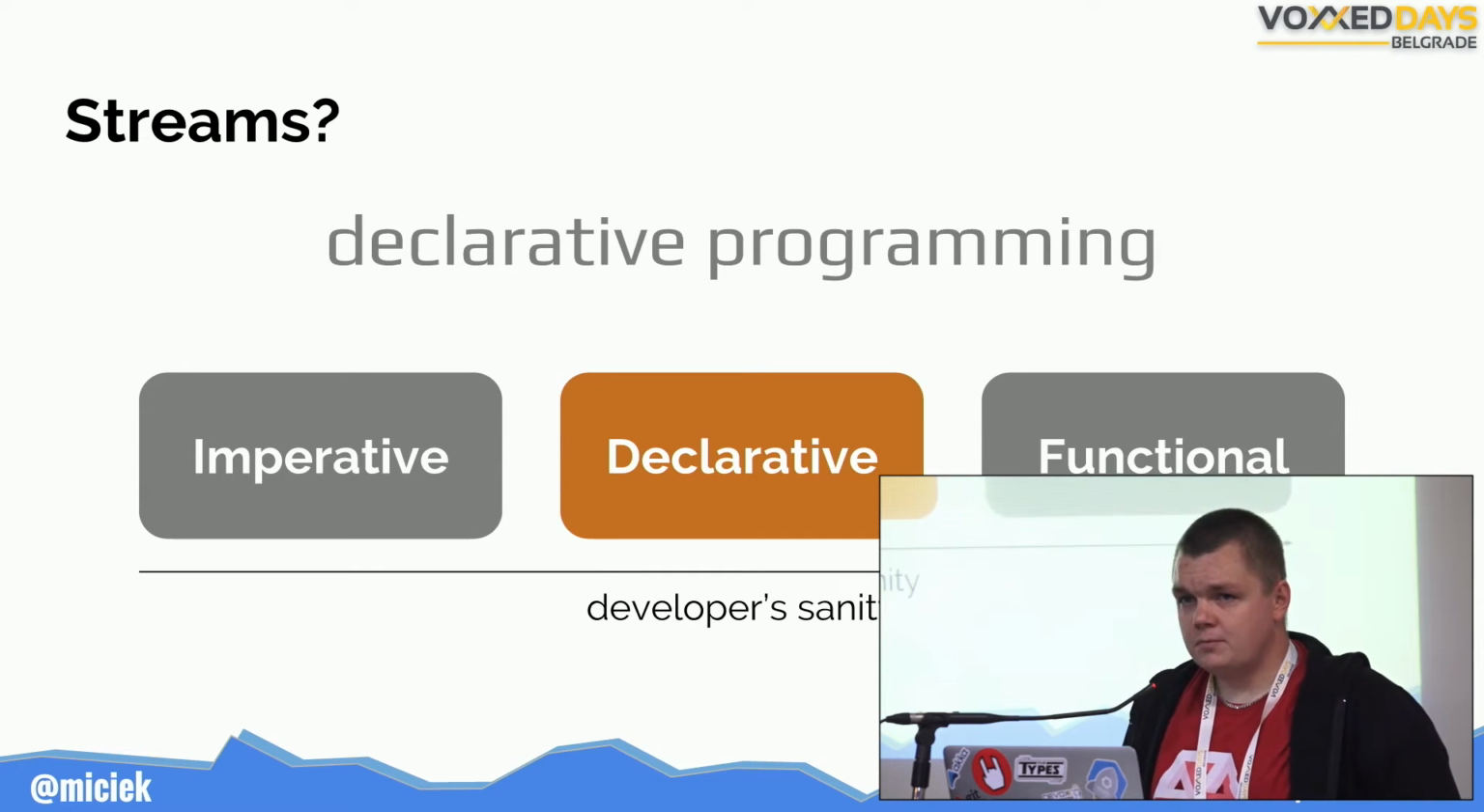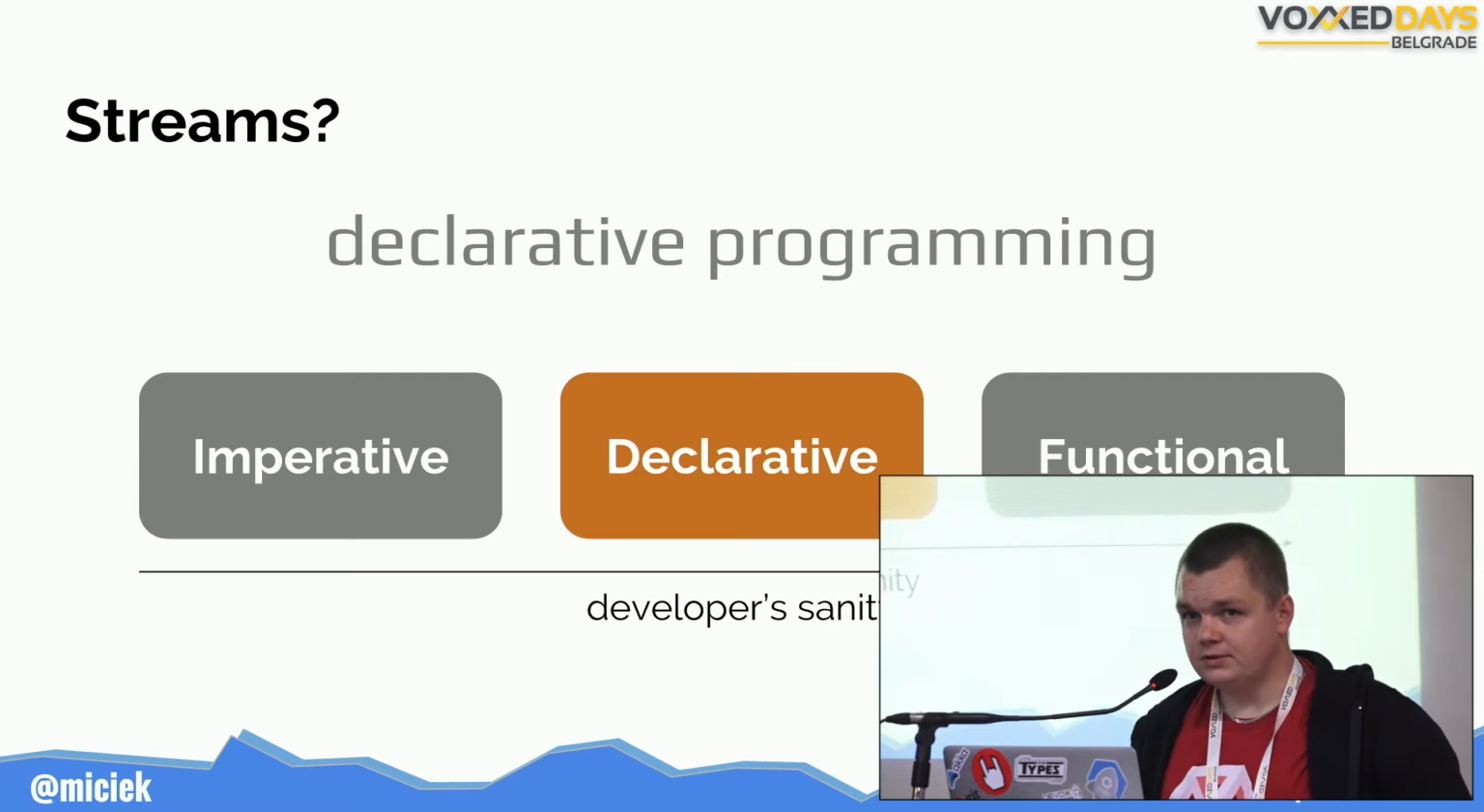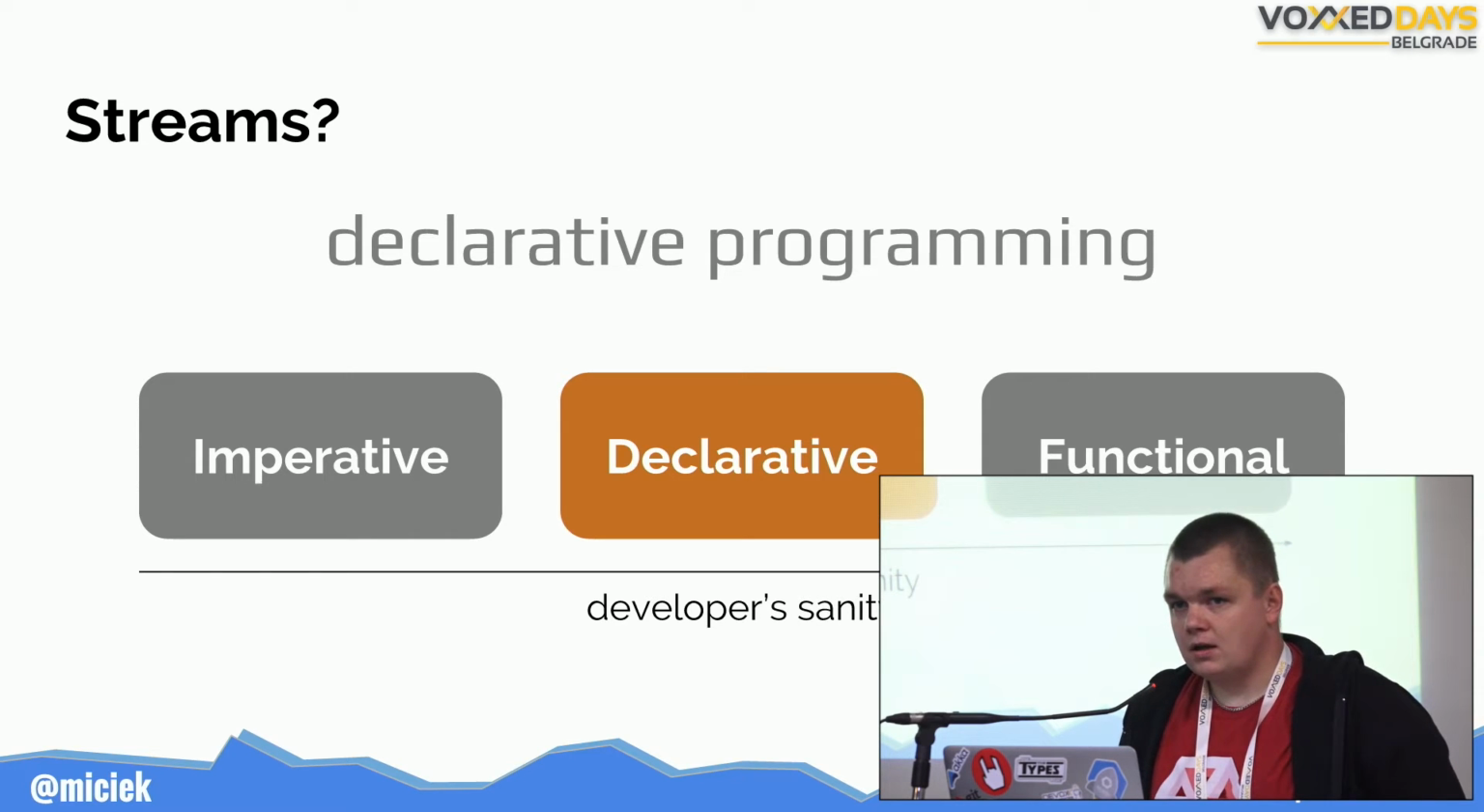That all means that we are becoming declarative programmers. We are programming using descriptions, not instructions. That also means that we have more testable code because we are using pure functions more frequently.